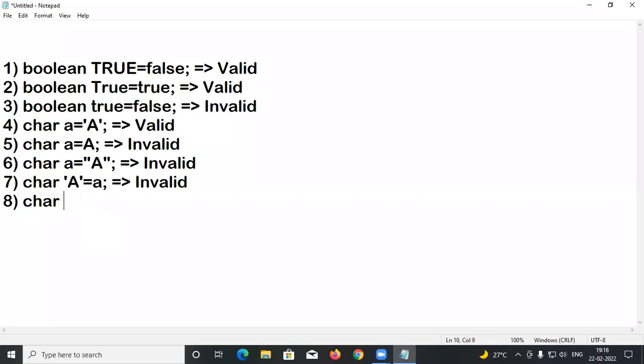Now, suppose I write like this. Is it valid? Give me the answer. Valid or not valid? Valid. According to literal rules, single quotes are required, and it is there. Here, single quotes are not required for the identifier. Okay, it's clear, it is valid. See, the ninth one: char capital A equal to 65. Is it valid or not valid?